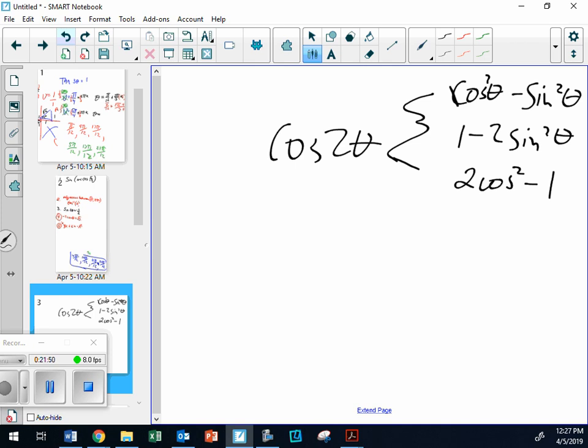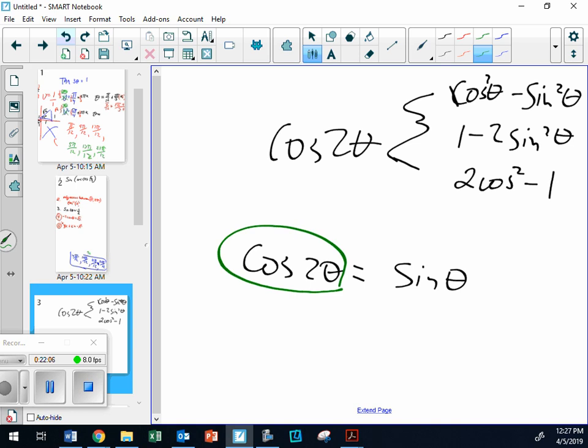Here's the moral of the story. Typical question: you have cosine of 2 theta in a problem, and you have the sine of theta in a problem. If I have a choice of what to put in, I'd like to put in something that matches the sine and only has the sine in it. That means the middle one. Why? Because now I've got it down to only one function, sine. And what's good about that?